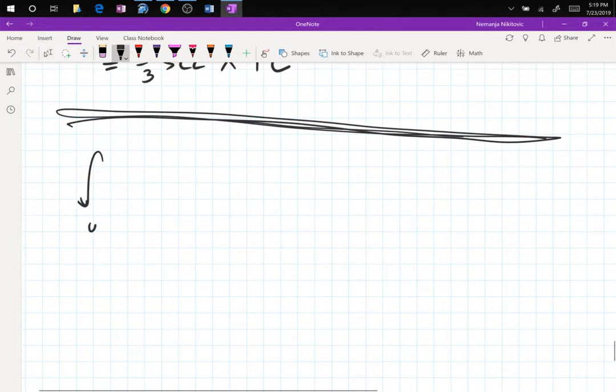Okay, so integral 0 to pi over 4 of secant to the 4 theta d theta. So try to break your head a little bit.